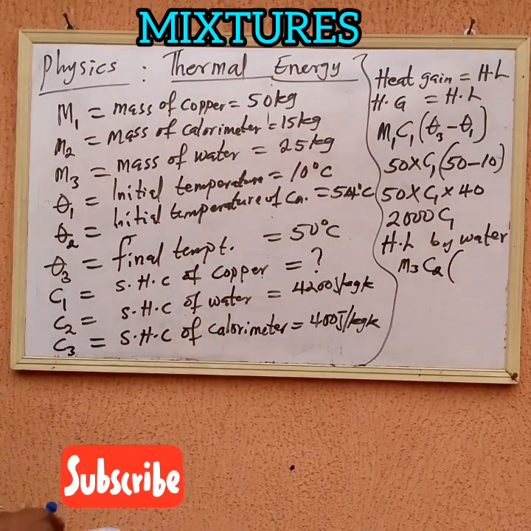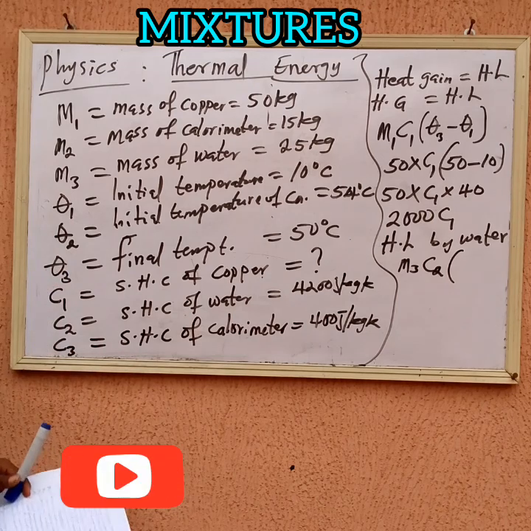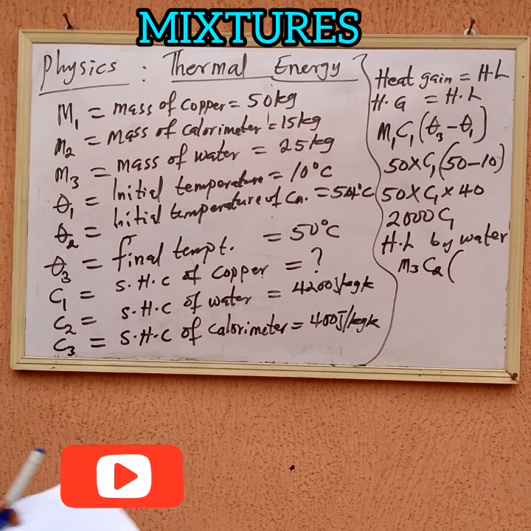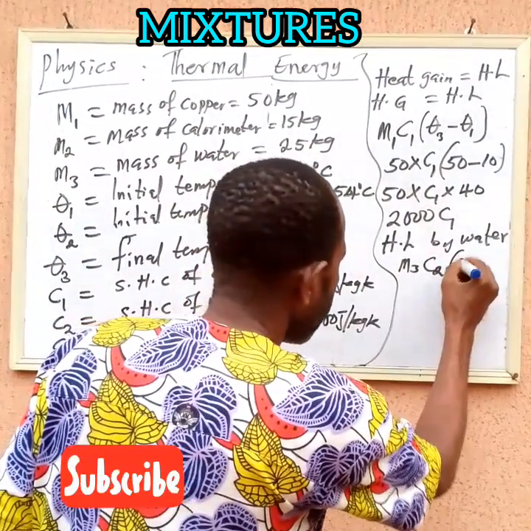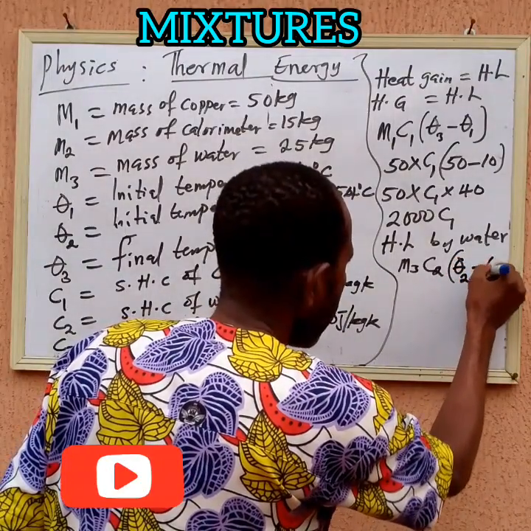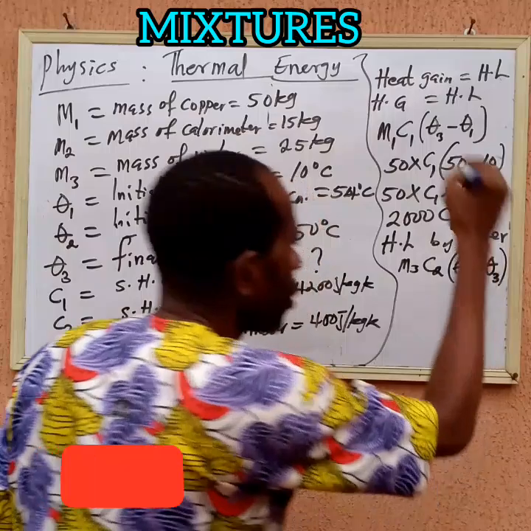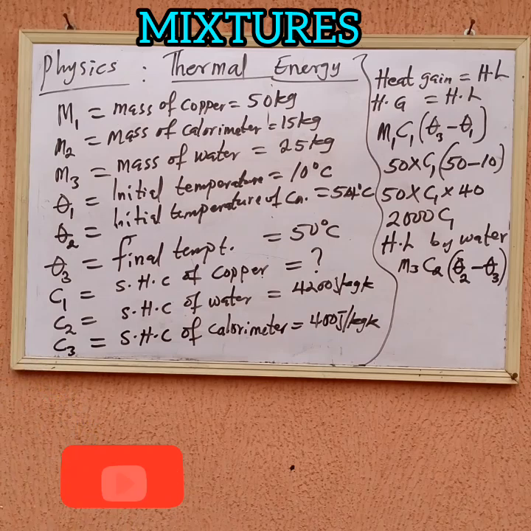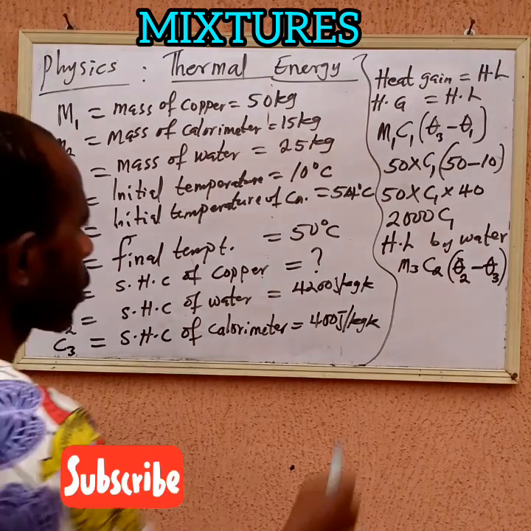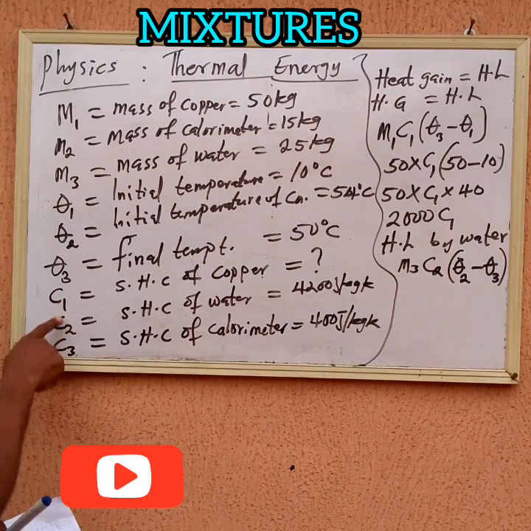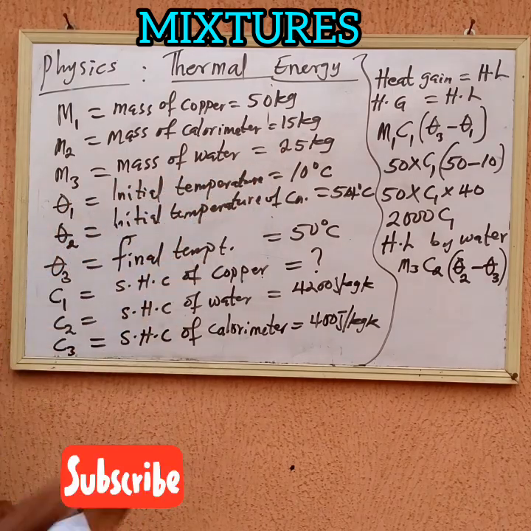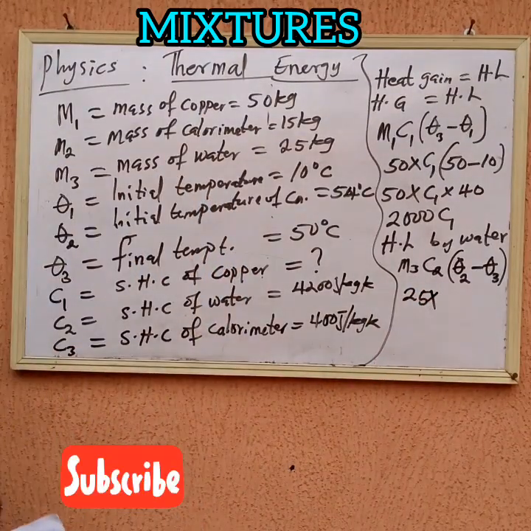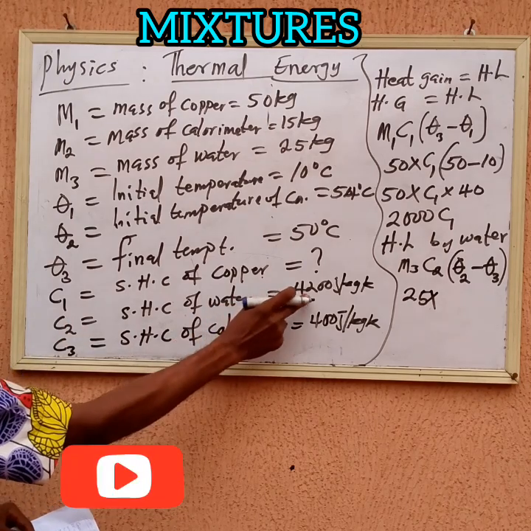Now, the temperature is falling. The change in temperature is equal to theta 2 minus theta 3, because when there is heat loss, there is going to be a falling of temperature. Then, what is our M3? Look at it from the question here. M3 is 25, so we have 25 times. What is our C2? C2 here is 4,200.